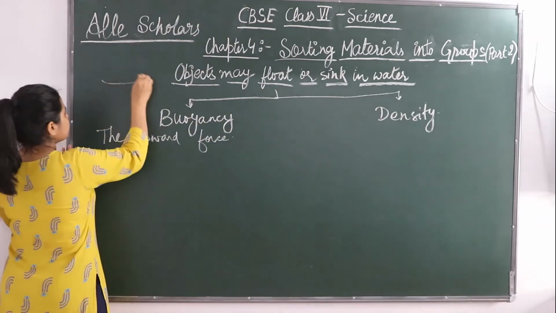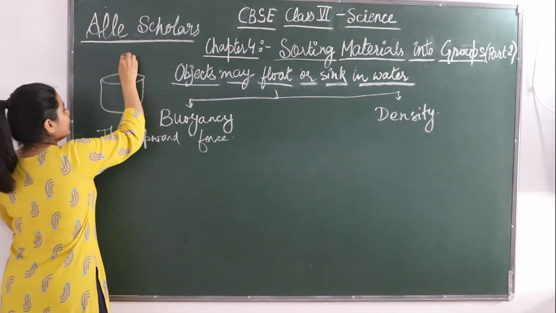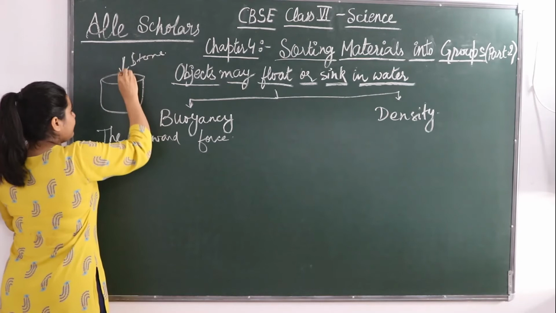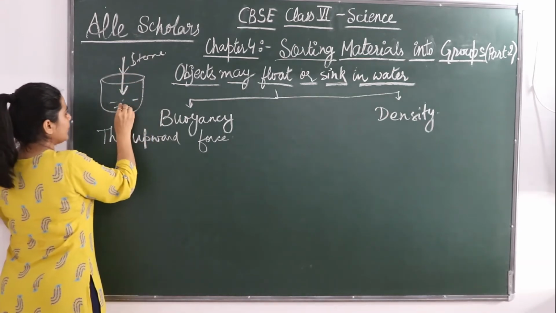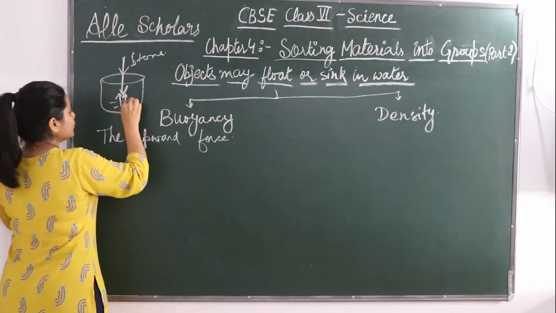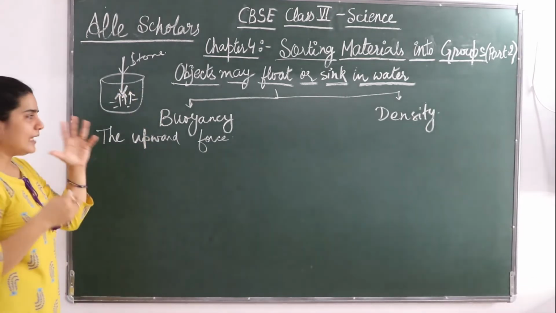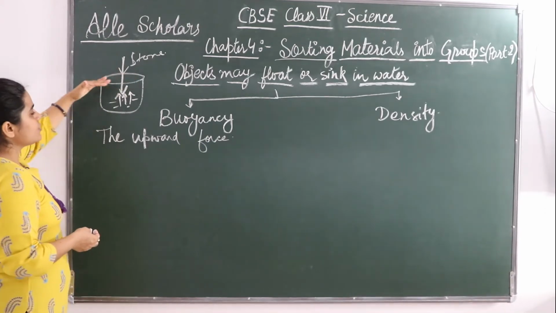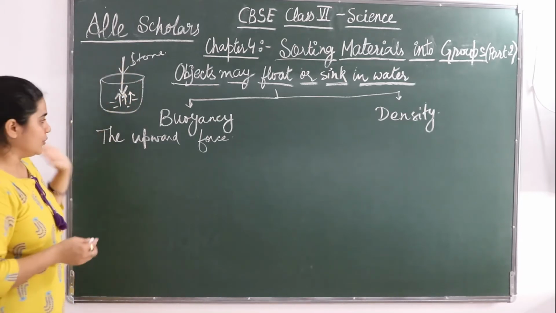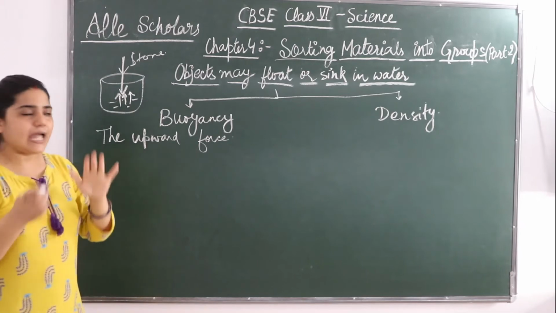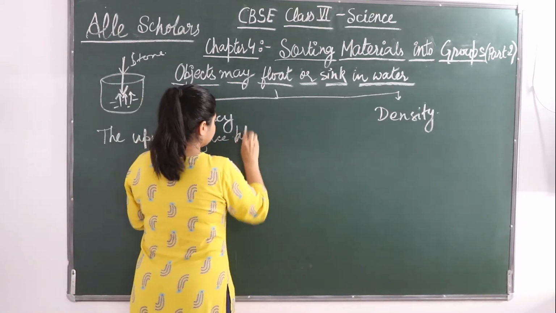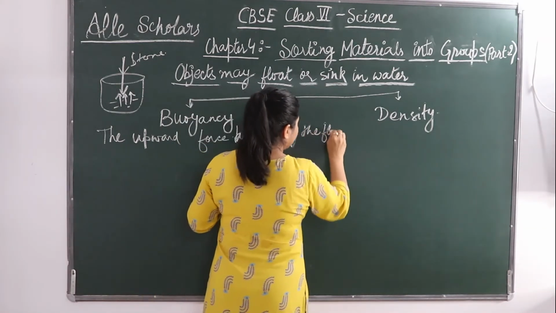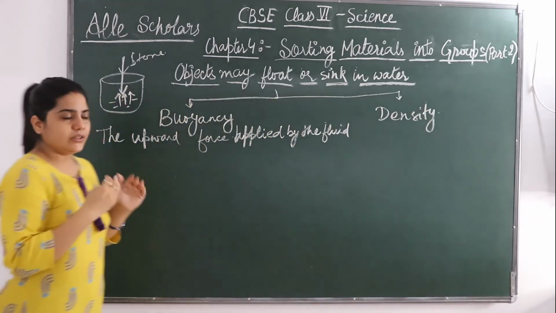Okay, suppose this is a pond. In this pond you put some stone. Okay, so when you put a stone, this water is going to apply an upward force to this stone or any other object. If it is able to apply that upward force, it is going to apply it on this stone. Okay, so the upward force applied by the fluid on the object.